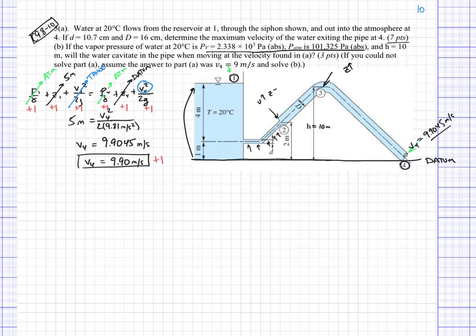So we really need to check 2 locations, 2 and 3, okay? Location 2 because it's the highest location with the higher velocity, and location 3 because it's the highest location, period. So these are the 2 spots we want to check. In order to do 2 and 3, I'm going to need to do Bernoulli from 1 to 2, and Bernoulli from 1 to 3. I could also work backwards from 4 if I wanted to, but it doesn't matter.